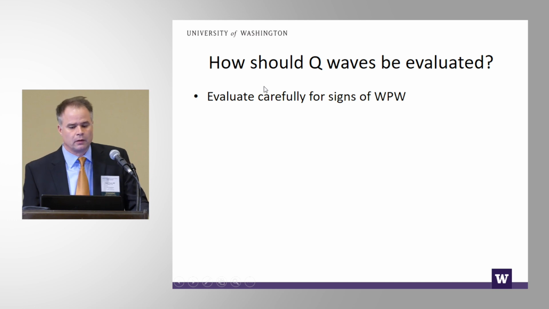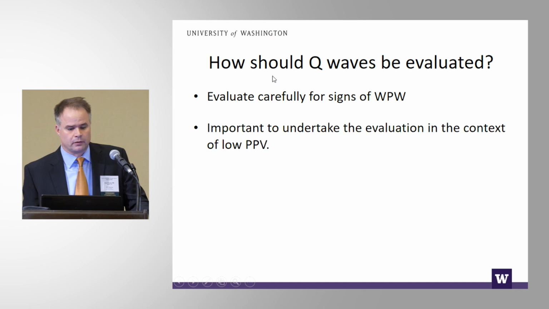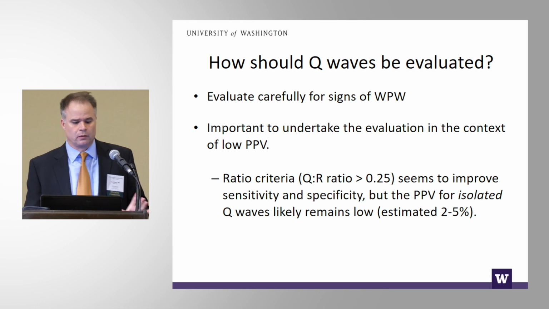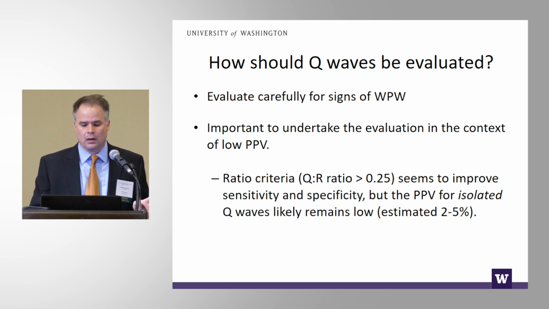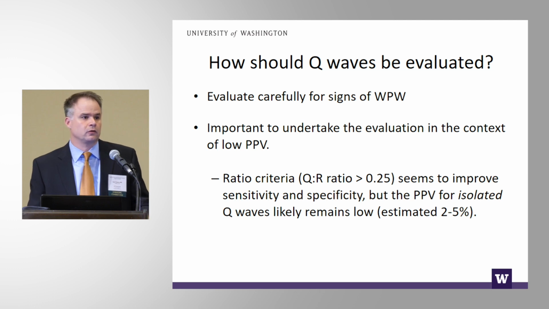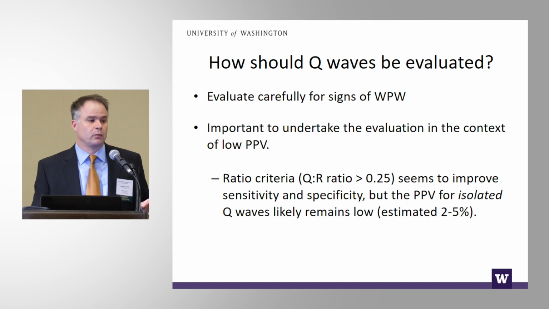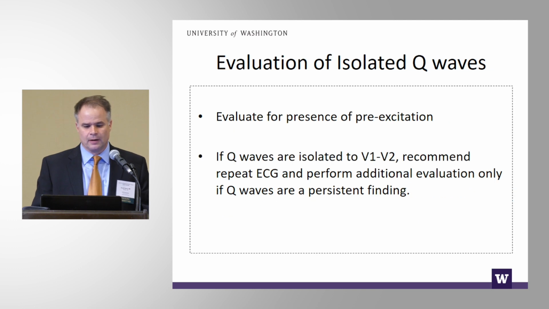So how should we evaluate Q waves? First off, look for that WPW pattern. Make sure that you're not missing something that's sort of hidden in there. And again, it's important to undertake the evaluation in the context of this low positive predictive value. So even with this ratio criteria that we're using now, it improves the sensitivity and specificity, but if that's your only finding on the ECG, your positive predictive value of detecting something is on the order of 2 to 5%. Now, if you have ST abnormalities, T wave inversions, and Q wave abnormalities, you're highly likely to find disease in that individual.